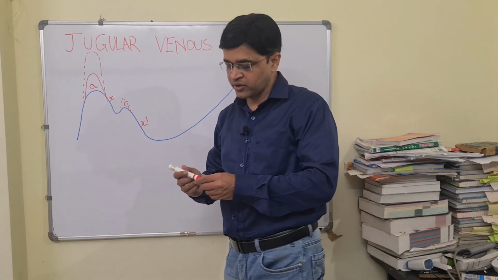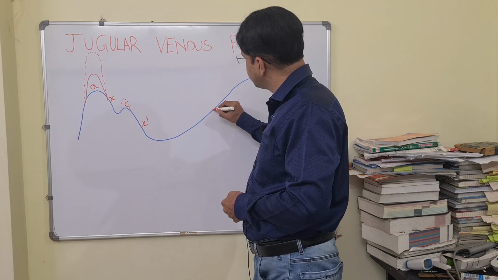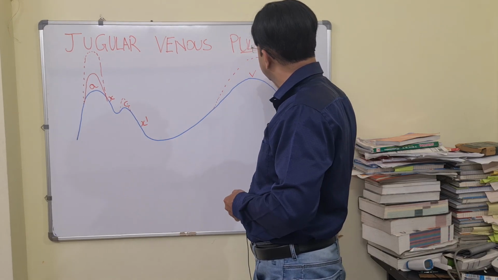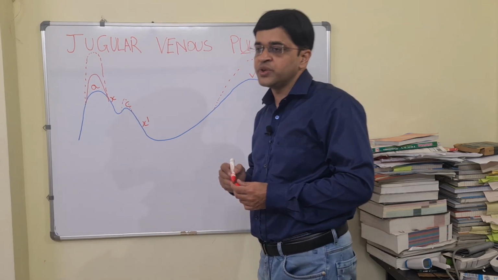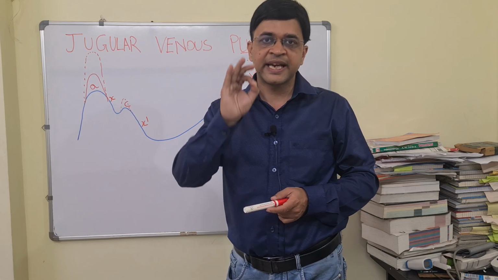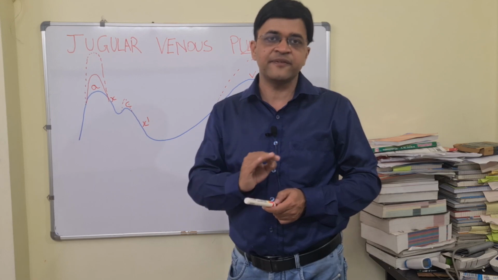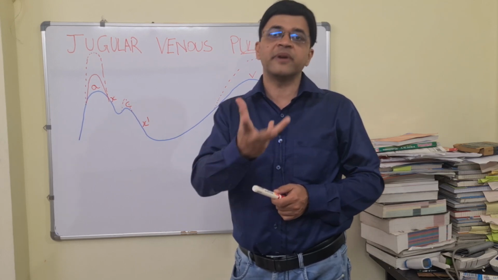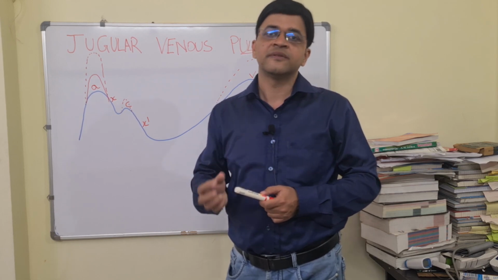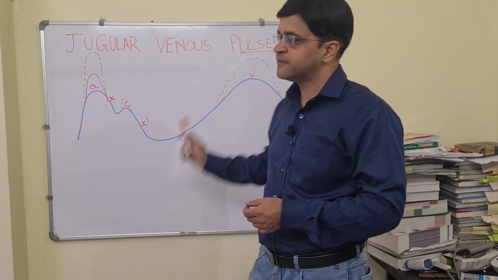What else can go wrong with JVP? What you can get in JVP is a tall V wave. Now the V wave was due to filling of the atria. Suppose the atria are getting some extra blood from somewhere, then in that case you can get a tall V wave.